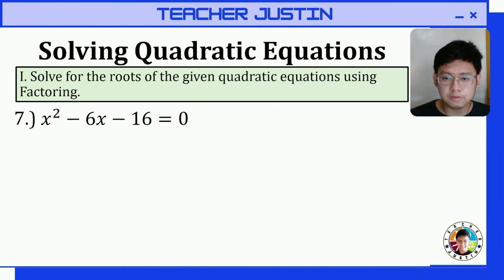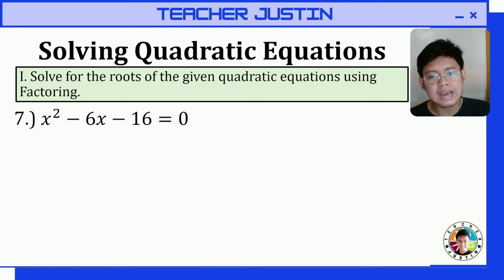Alright. Let's solve for the roots of this quadratic equation using factoring. So we have x squared minus 6x minus 16 is equal to 0. So, ang first step natin in solving for this quadratic equation is to make sure na lahat ng variable term natin, lahat ng constant term, nasa isang side ng equation at yung nasa right side ng equation natin is dapat equal to 0. So, nandito siya.